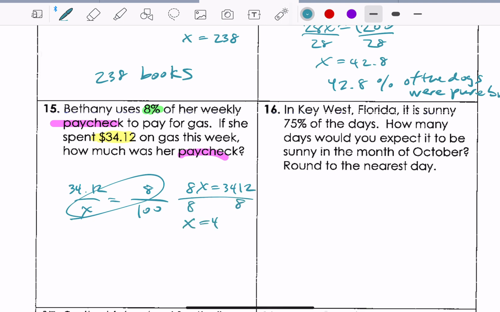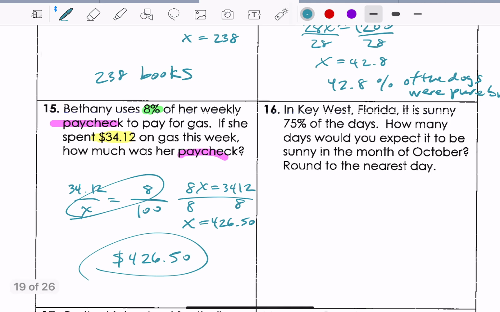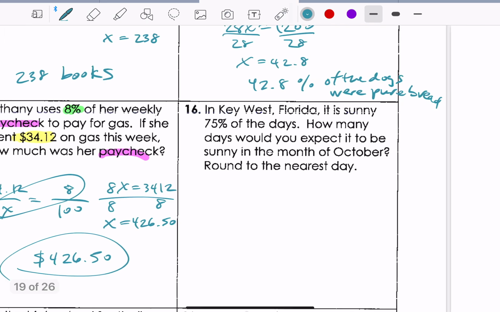X is 426.50, but it's her paycheck. So her paycheck is $426.50. That's how much her paycheck was. And 34.12 is 8% of that she spent on gas.